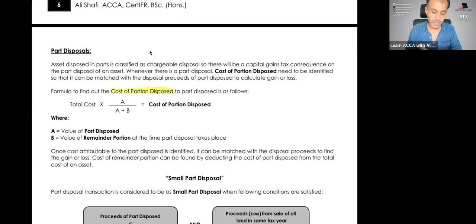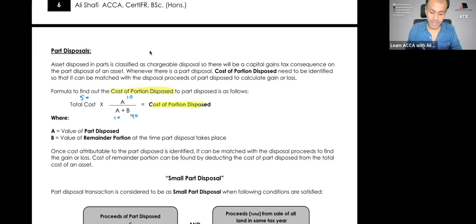Suppose you own 50 acres of land, and have disposed of 10 acres out of it. So A will be the market value of the part being disposed of, and B will be the market value of the remainder portion. The remainder portion will be 40 acres, and these values will be provided. We just have to make use of them in that formula to get our answer.